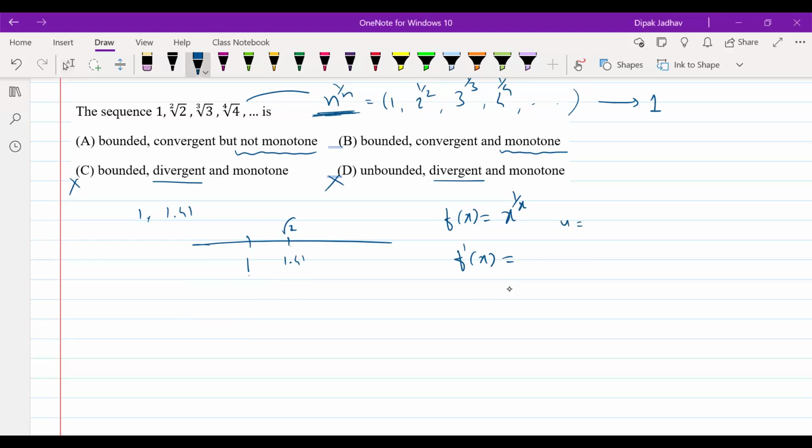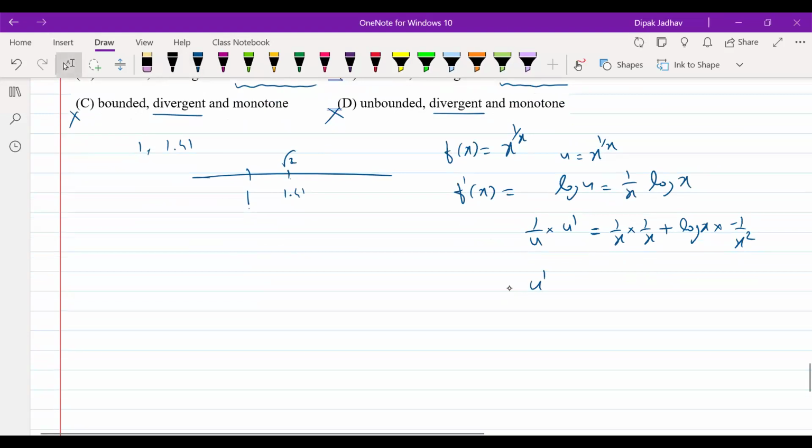So if you call this u, then take the log. Log u is 1 by x into log x, and then you compute the derivative. By chain rule, the derivative of the left hand side is 1 by u into u dash. On the right hand side, 1 by x into 1 by x plus log x into minus 1 by x square. You need to apply the u into v rule. So you get u dash is equal to u times 1 by x square into 1 minus log x. Is it okay? Yes, sir. Put u dash equal to 0. What will you get?